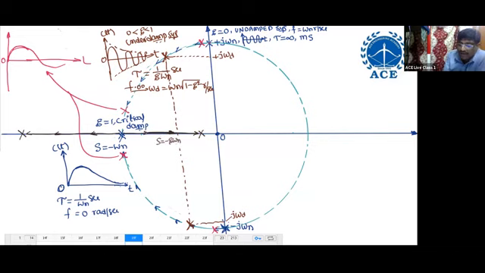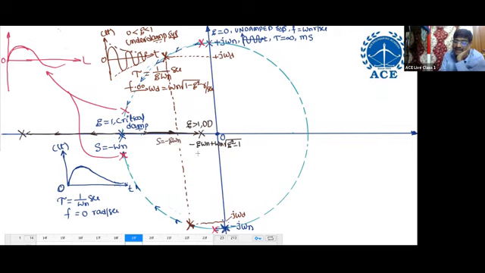What is this pole location? This is for zeta greater than 1. The system is called OD, which means overdamped system. What is the location of this pole? Minus zeta omega n plus omega n root of zeta square minus 1. It is an overdamped system.